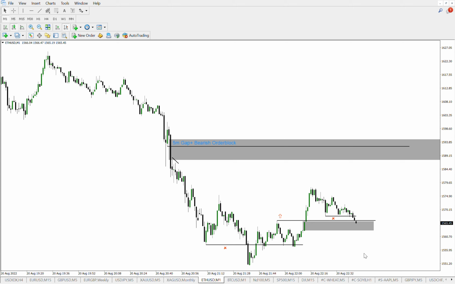This is also why I'm not taking the trade live or on demo. We're just looking at it from a paper trading perspective and gathering data and feedback on the marketplace.